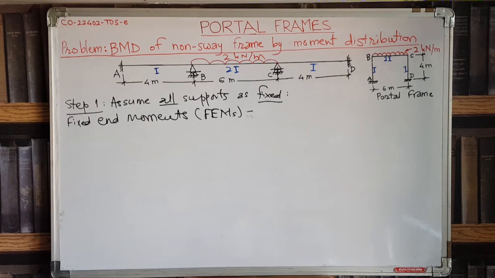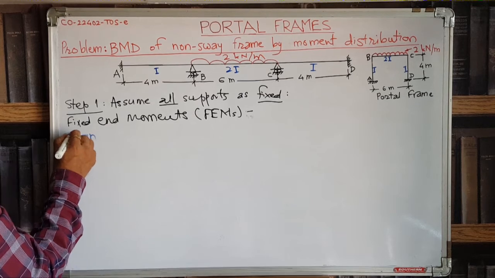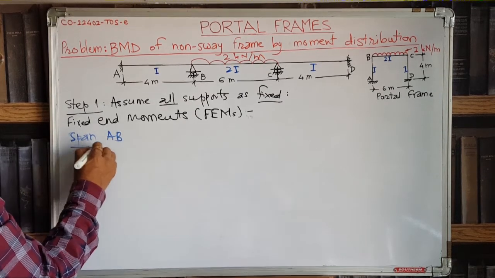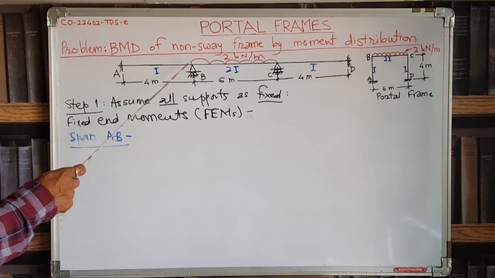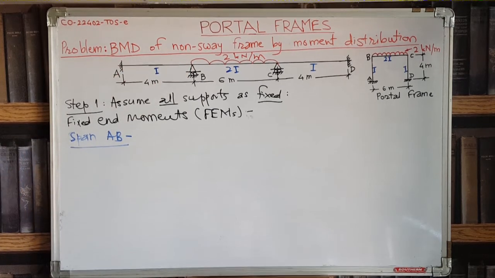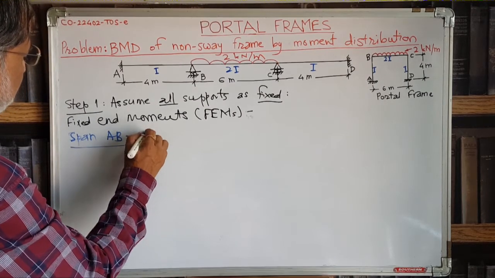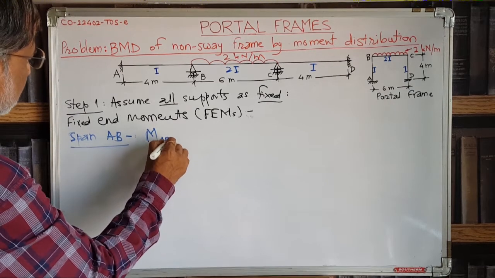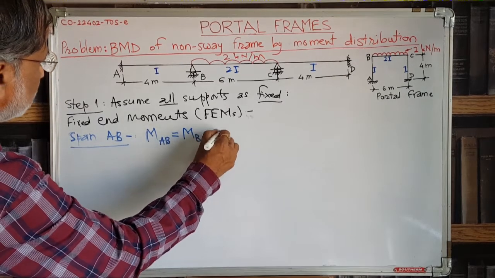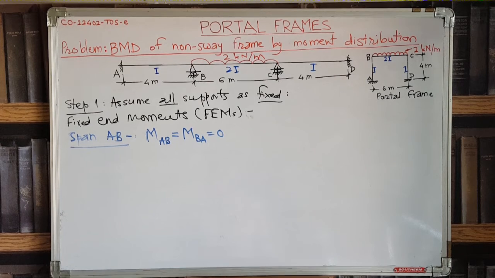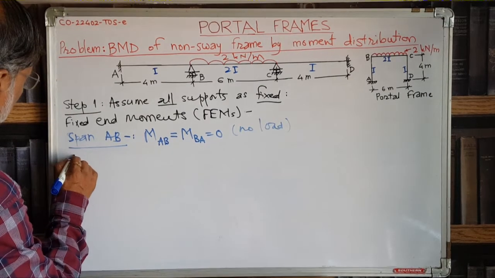Now in that we will see that consider span AB. Fixed end moments are calculated span wise. But we will see here that there is no load on AB. So there are no fixed moments. So fixed end moment MAB is equal to fixed end moment at BA equal to 0. In this problem, there is no load on AB, so there is no fixed end moment. Now we go to span BC.